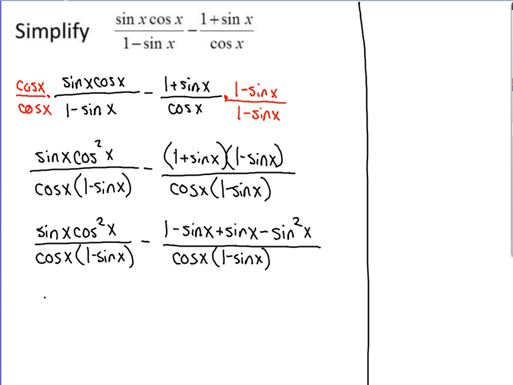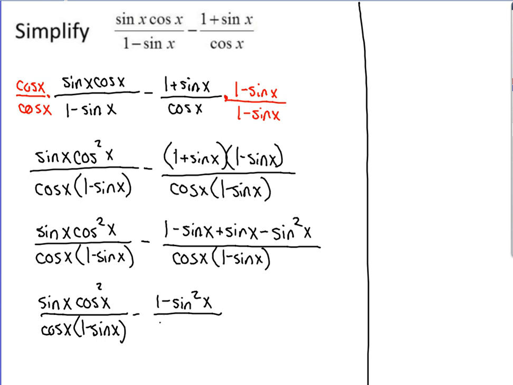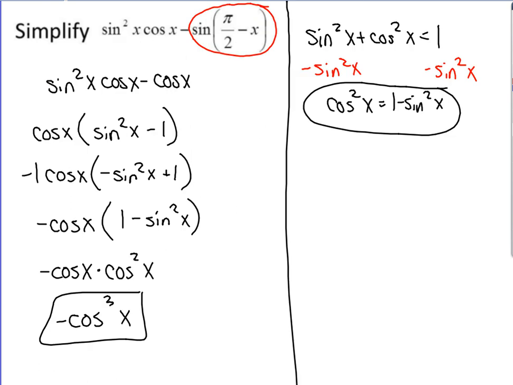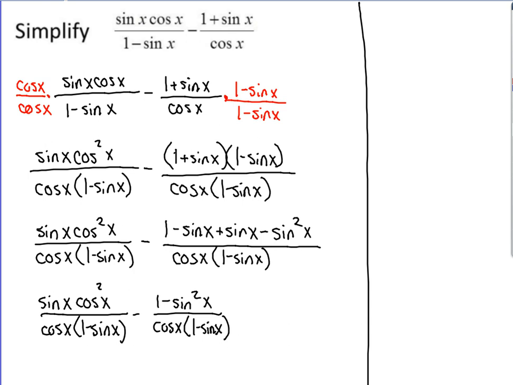Now if we simplify that, we have a negative sine of x and a positive, so this is going to give me 1 minus sine squared of x. Now, so we don't have to do this work again, if we jump back to that last example, we know that 1 minus sine squared is equal to cosine squared. So we can replace this piece with the cosine squared of x.